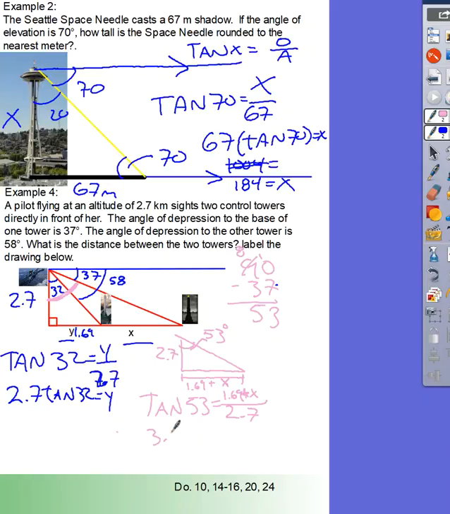So we have 3.58 is equal to 1.69 plus x. So subtract 1.69 from both sides. And so we get our x value is equal.